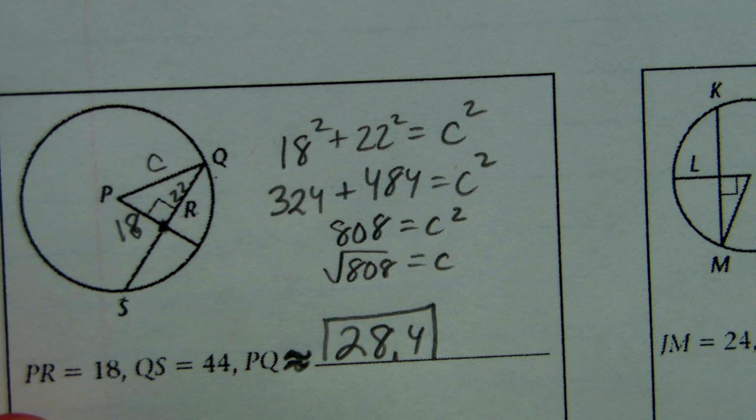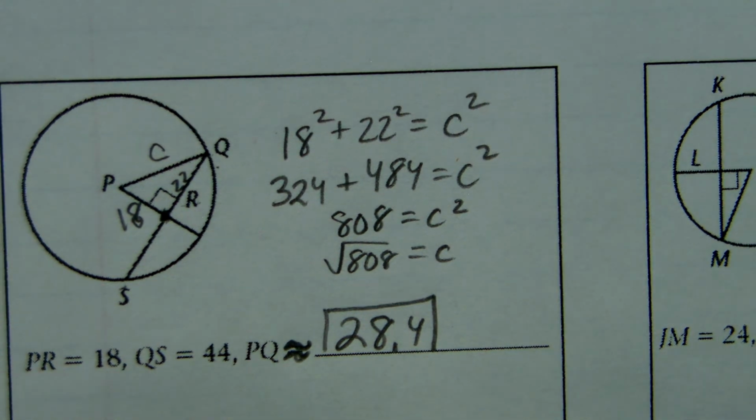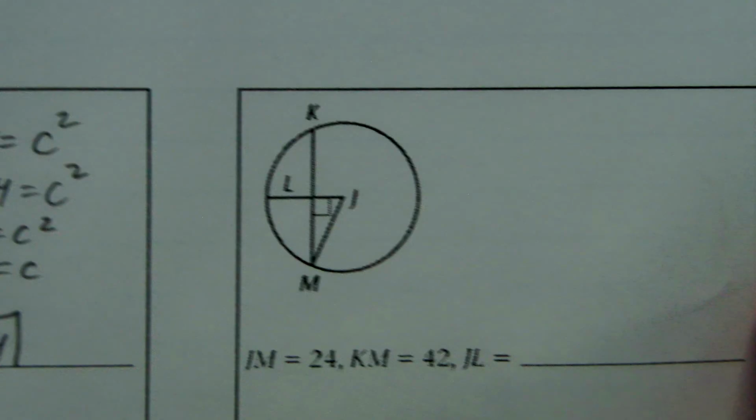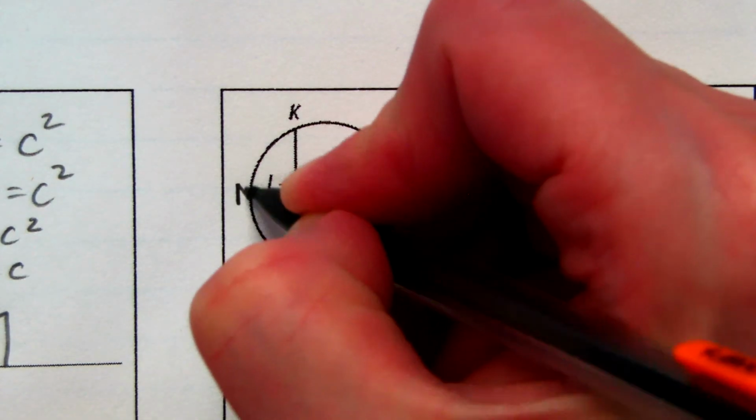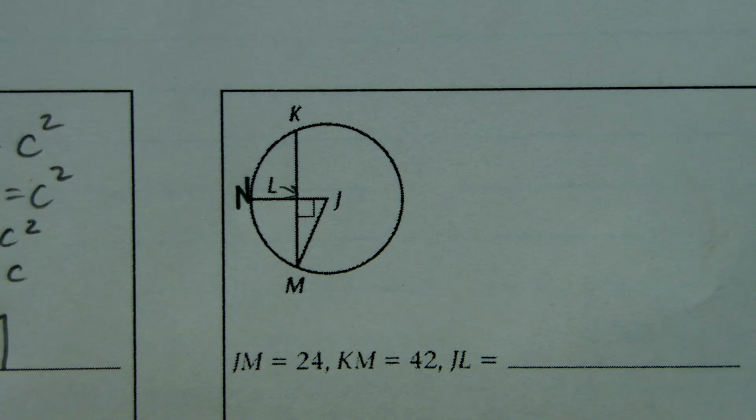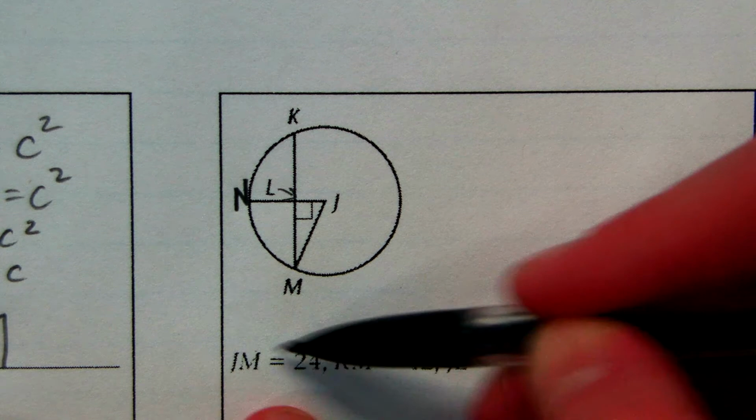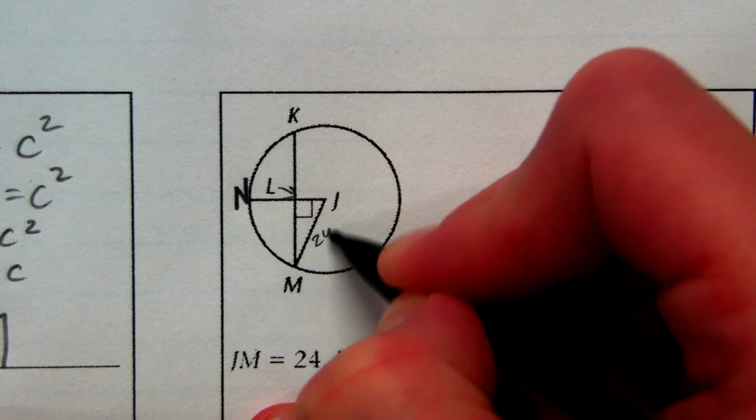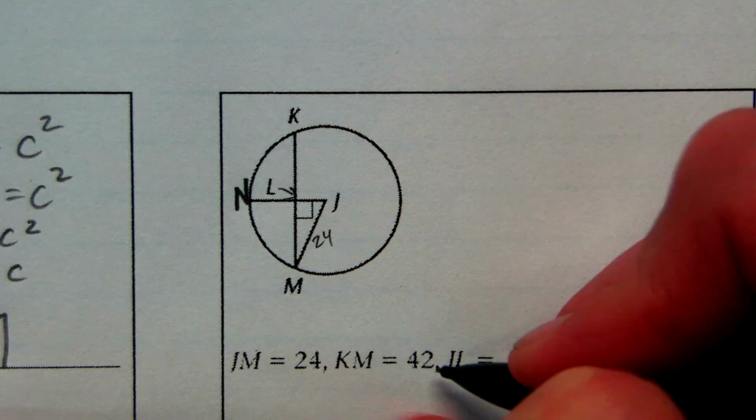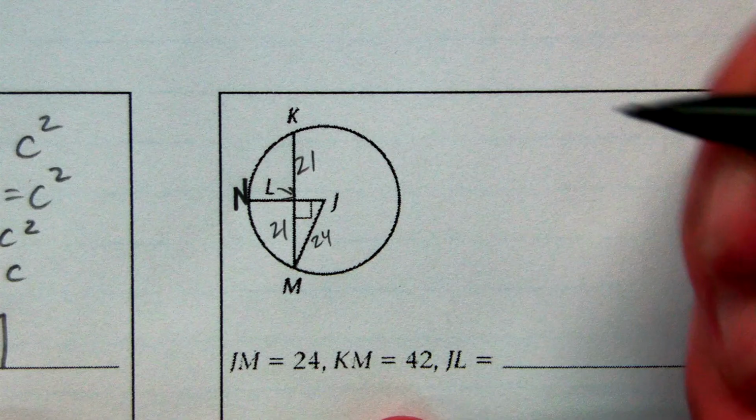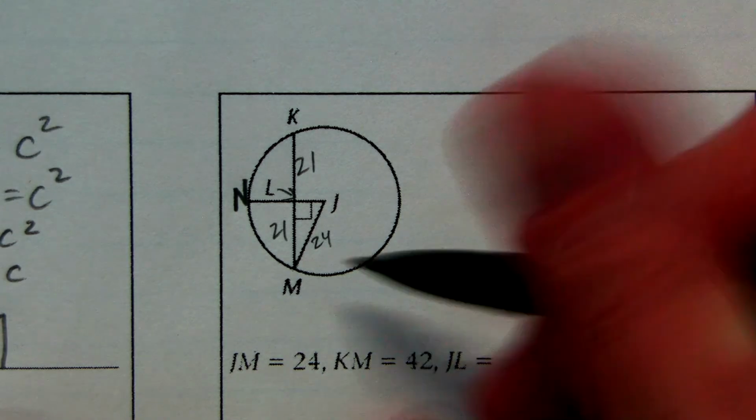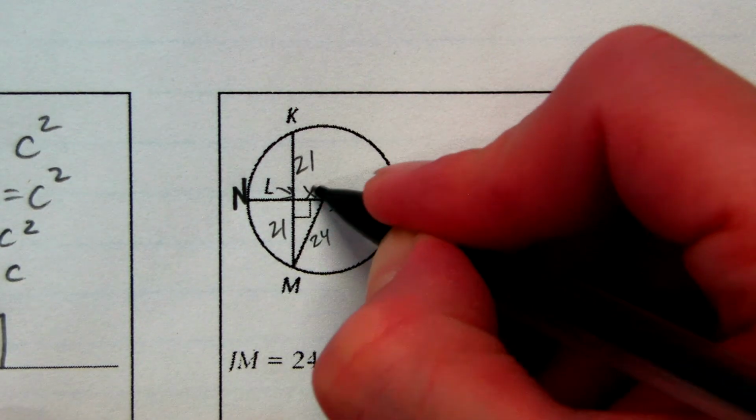So this next one, when I copied the picture, I didn't get all the letters on here. L is supposed to be this point over here, and there's supposed to be an N over here. I think maybe that's why I didn't do these as practice problems last year. I'm like, why didn't I just do that? But that's why. So JM is 24. So here's 24. KM is 42. So 42 all the way down, so it'll be 21 and 21. And it just says JL equals, so you'd make that your x.